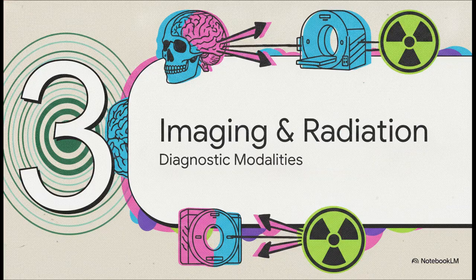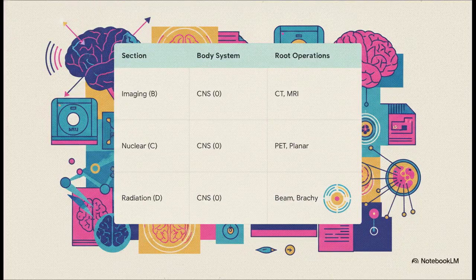All right, let's shift gears to section 3, imaging and radiation. So instead of being lumped into the medical and surgical section, these procedures actually have their own dedicated homes. Imaging is going to be in section B, and that covers your standard CT scans and MRIs. Nuclear medicine is section C. That's used when unsealed radioactive substances are used to diagnose conditions like Alzheimer's, using root operations like PET imaging. And then we have section D for radiation therapy. This deals with encapsulated radionuclides used to treat cancer, using operations like beam radiation or brachytherapy.